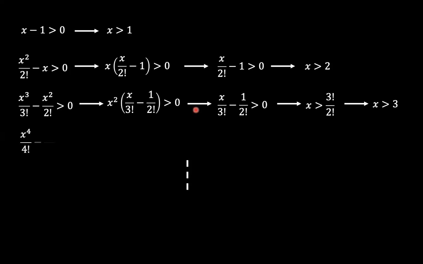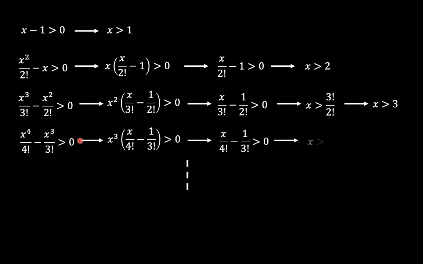Now, you continue like that. x to the power 4 over 4 factorial is going to be greater than x cubed over 3 factorial when this relationship is greater than 0. And therefore, that is when x is greater than 4 factorial over 3 factorial, and therefore in the region x greater than 4.